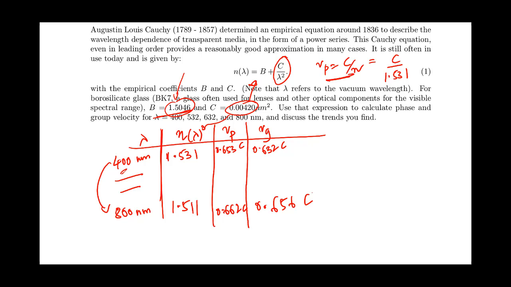So you can do another question, that is find out the wavelength lambda where the group velocity would be equal to the phase velocity. Right, where the group velocity would be equal to the phase velocity. So you can find out that lambda. Okay.